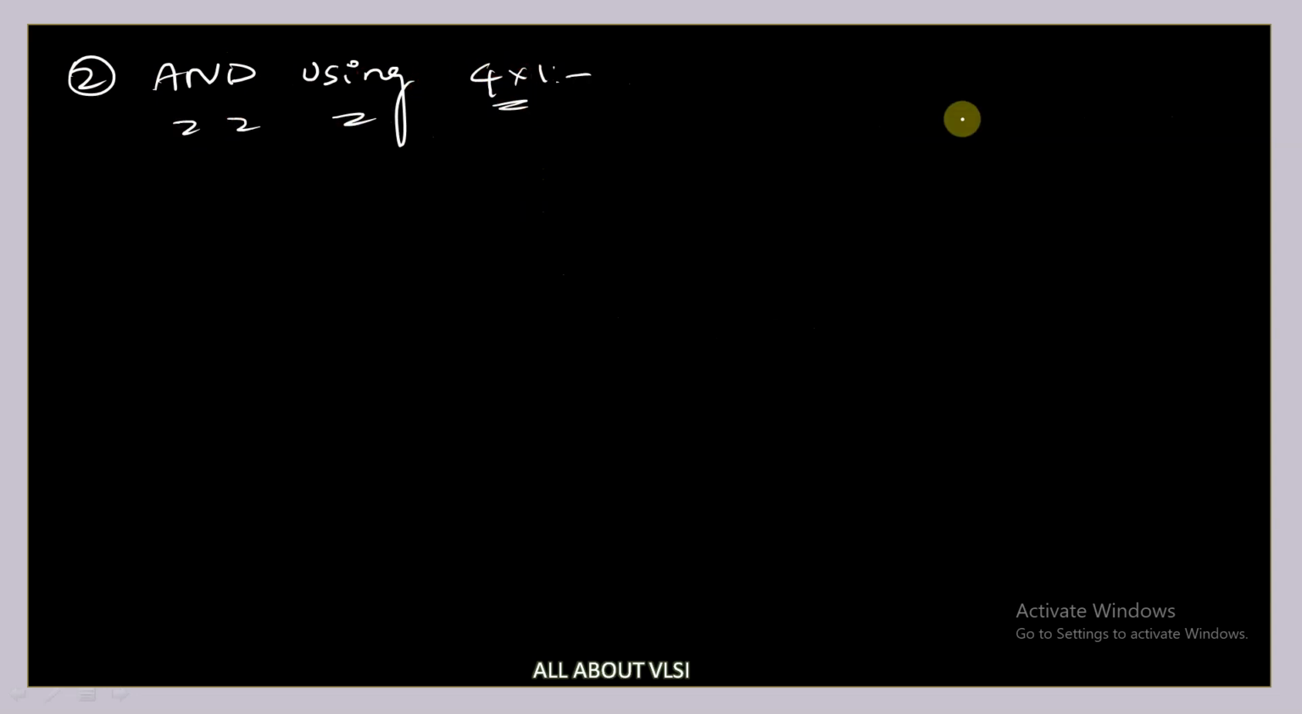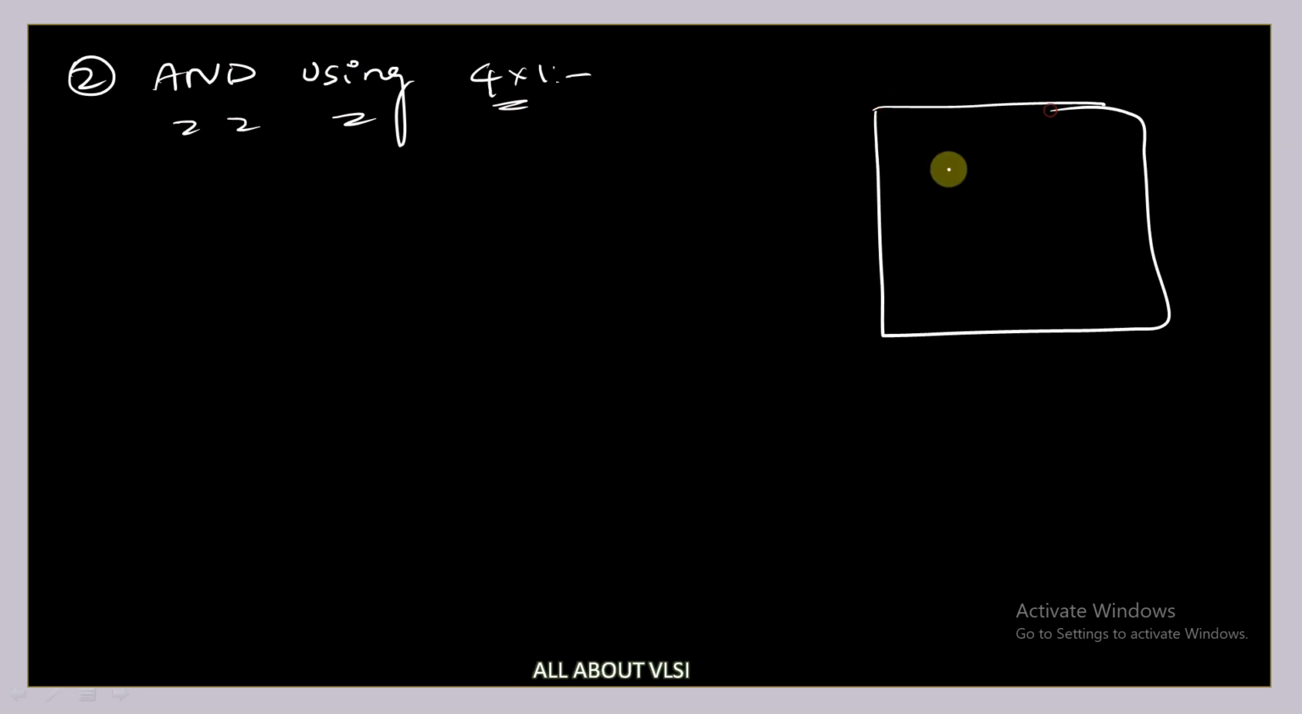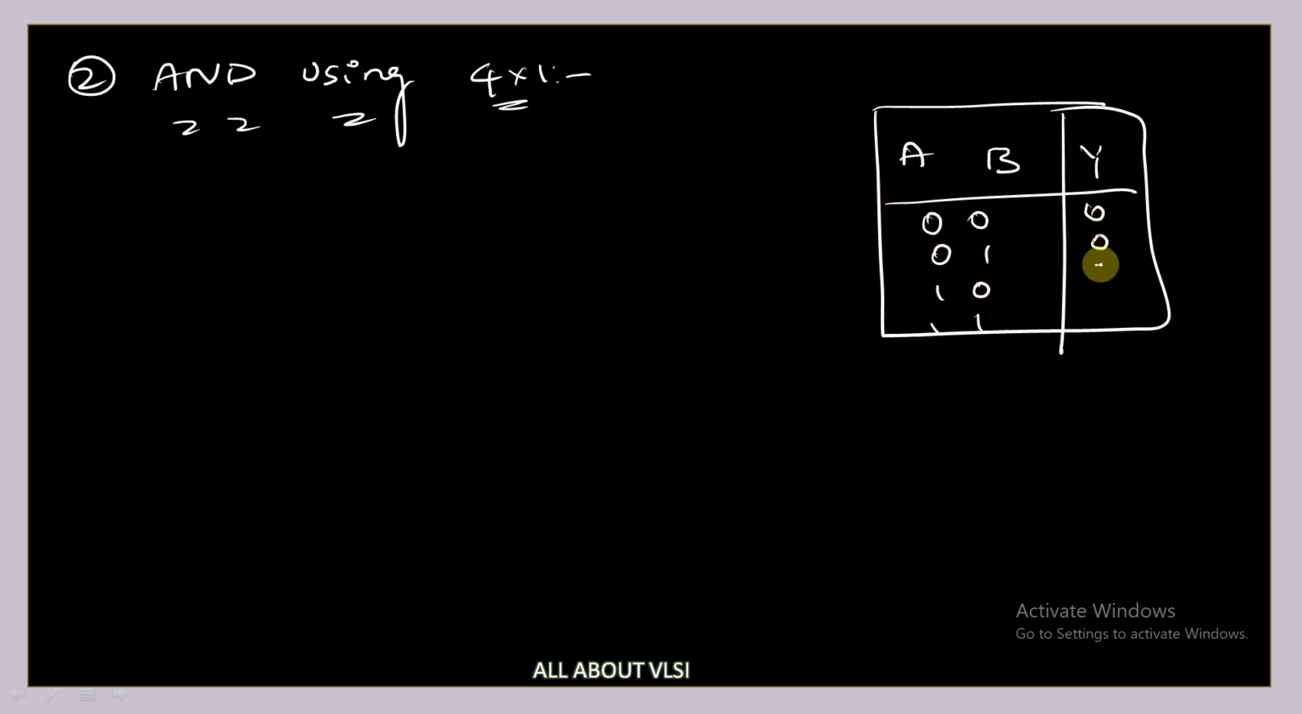Yes. Now let us try to implement your AND gate using 4 cross 1 mux also. So I'm following the second method. What is the second approach? Just take the truth table for this. The truth table will look like this: A, B, and Y. 0 0, 0 1, 1 0, 1 1, and outputs 0 0 0 1. What is the minterm we are getting?